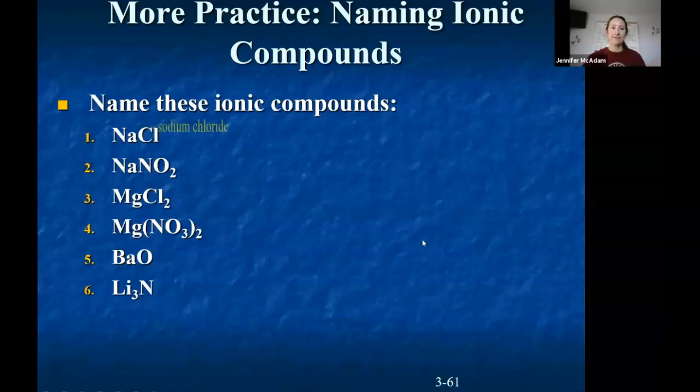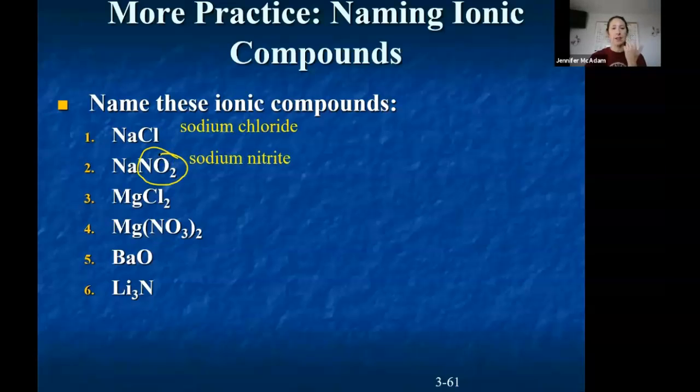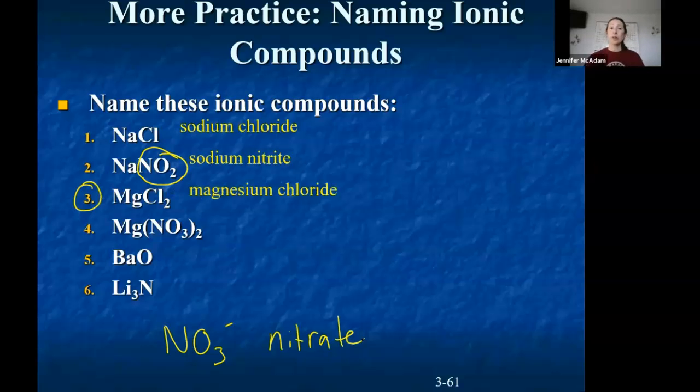The first one, we already know this one. The second one, I have to tell you, this is nitrite. So this would just be sodium nitrite. What is number 3? Magnesium chloride? Magnesium chloride, yes. And again, we don't need to use Roman numerals on these because they're part of group 1 and group 2. So we don't have to use Roman numerals.